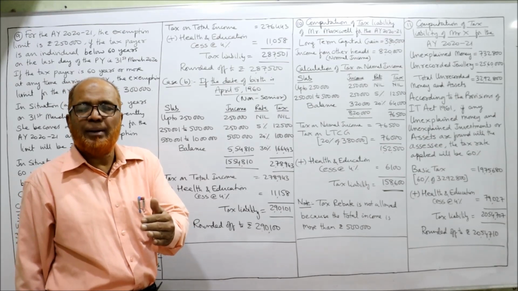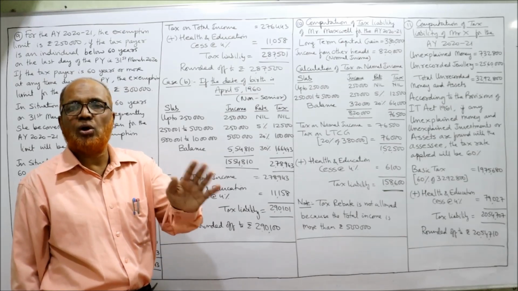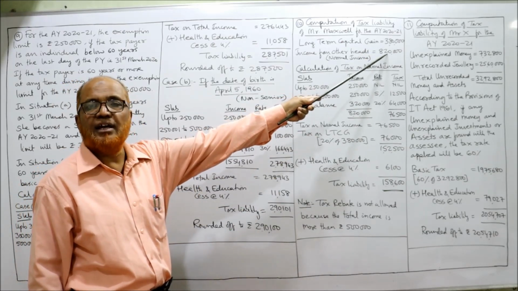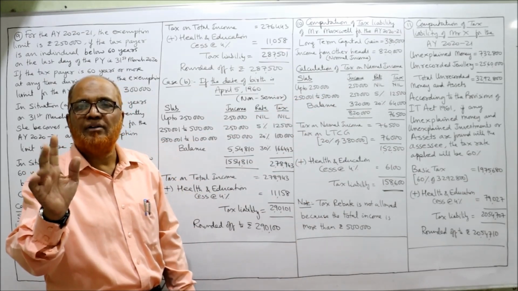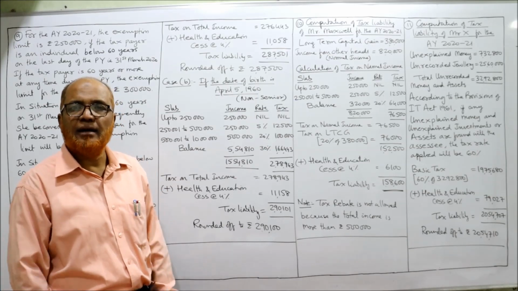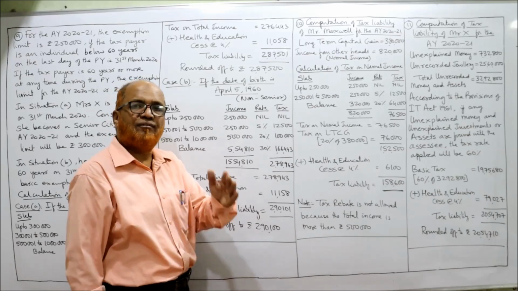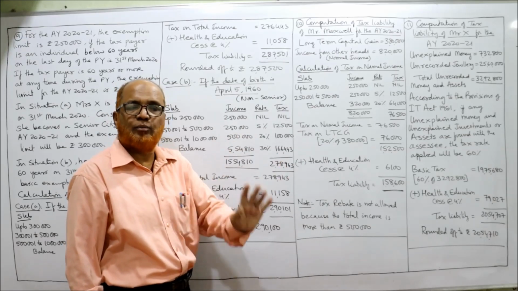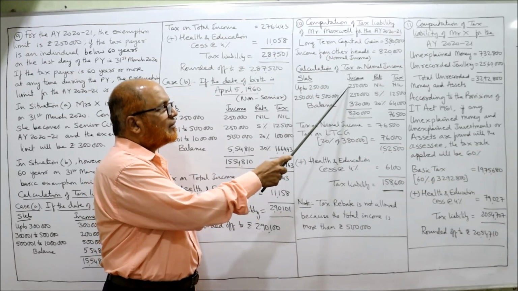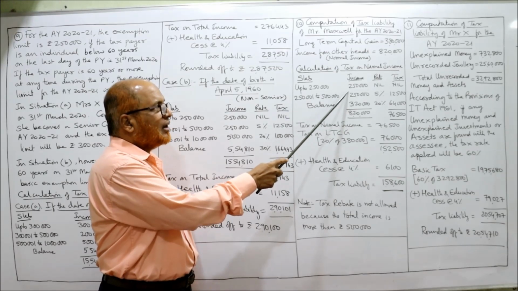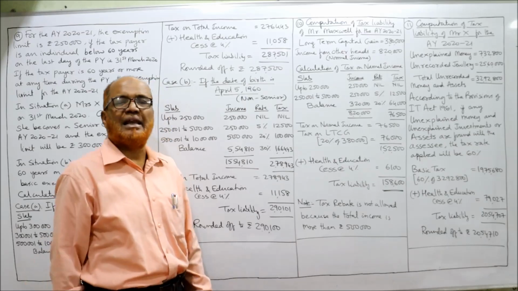Now the next slab will be from 5 lakh 1 to 10 lakh, but our income is not going up to 10 lakh. Our income is only 8,20,000. So we are not going to take the slab, we will take the balancing figure. So 2,50,000 and 2,50,000 up to 5 lakh is over. After 5 lakh, 8,20,000 minus 5 lakh, you'll get 3,20,000 as the balancing figure.